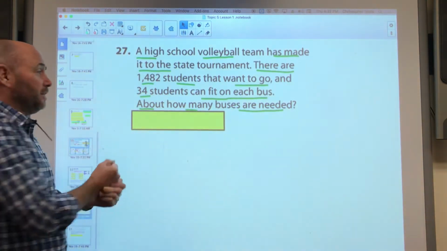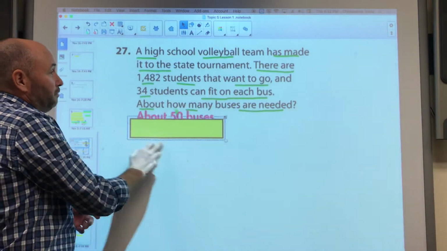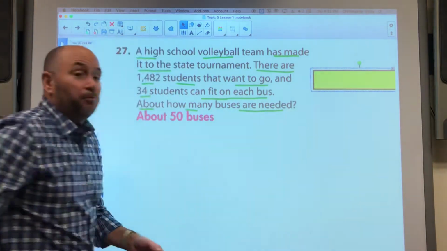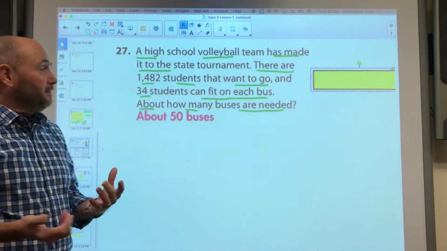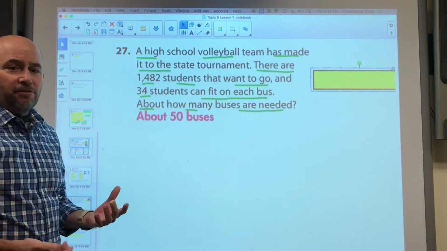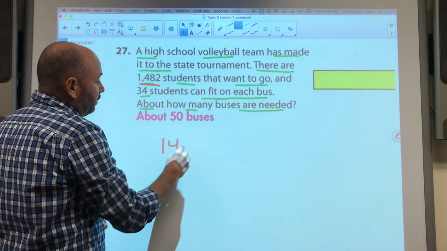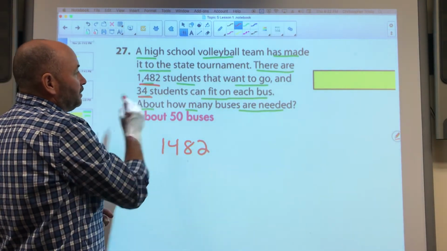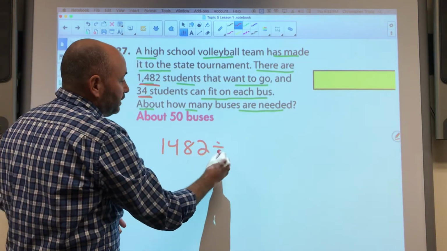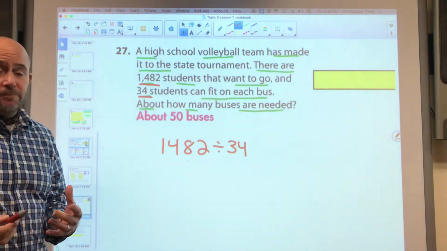All right, let's take a look and see what you came up with. Here's what the mathematicians came up with. Okay, the mathematicians came up with about 50 buses. How did they come up with 50 buses? Well, here's what we have. We have 1,482 students, okay, and 34 students can fit into each bus. So we're going to divide those students into groups of 34, okay?